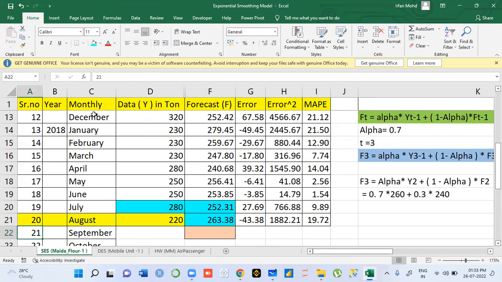I want to do prediction for the month of September. I have written data till which month? August. Now I want to predict for September how much production will be required. So you tell me what is the T value? 21.